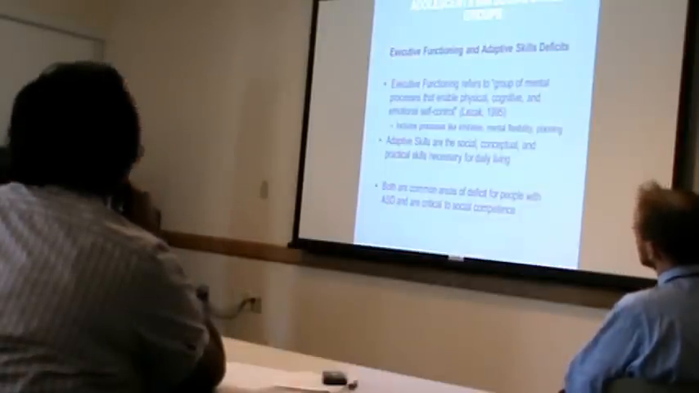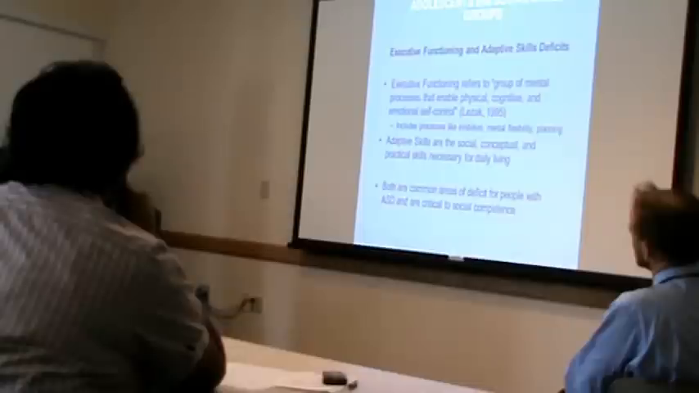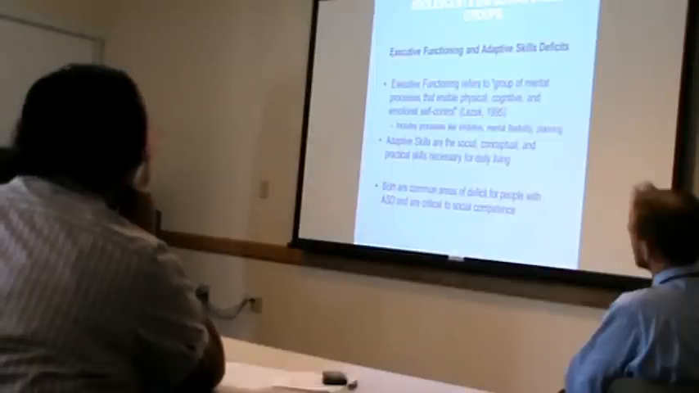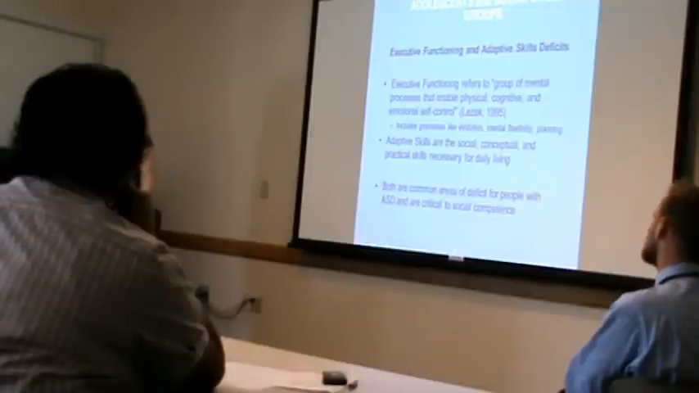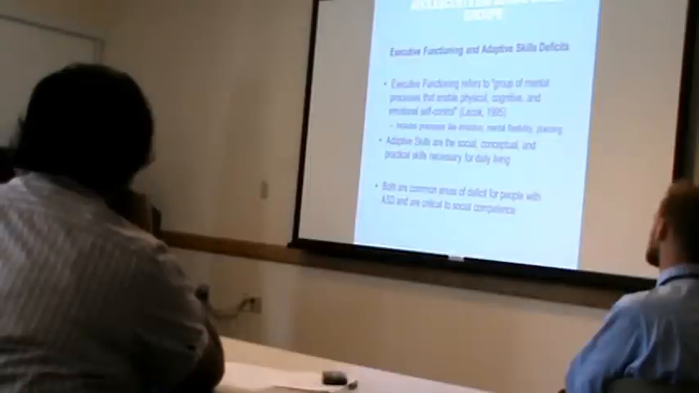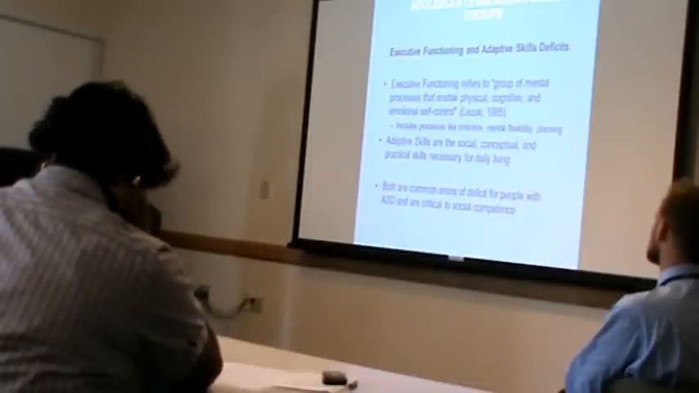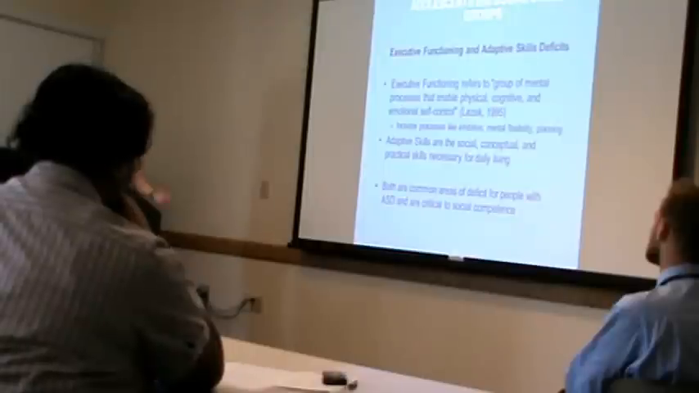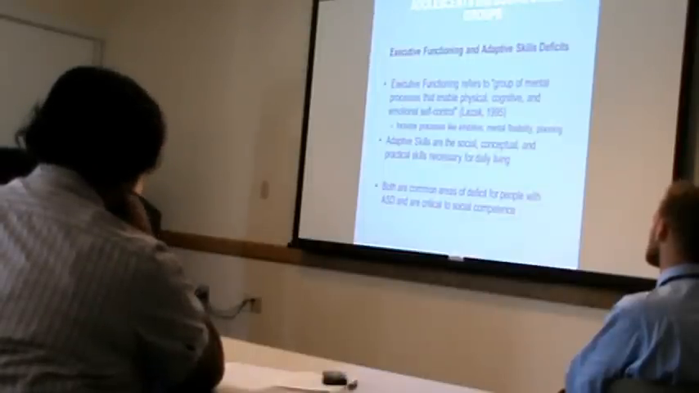The other concept is adaptive skills. This refers to the social, conceptual, and practical skills necessary for daily living. These are those basic things that we all take for granted. When you go to a restaurant, what do you do to order? What do you do if you need a refill on your drink? How do you pay? How do you figure out the tip? Our teens have a really hard time just knowing these basic skills. And as you might imagine, that has a huge impact on how much you're going to interact socially. If you can't figure out how to get to a social outlet, you're not going to have any interaction.